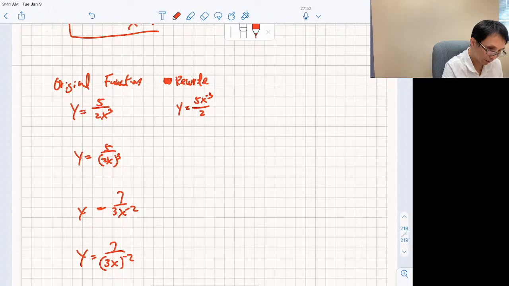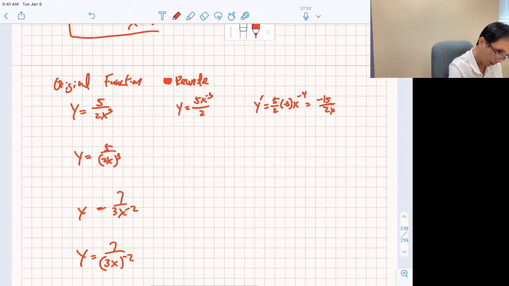Now I'm going to take a derivative. If I take a derivative, I just ignore the constant. I'll take the derivative of that x to the negative 3, which is negative 3 times x to the negative 4. So that's equal to negative 15 over 2, and then x to the fourth. Sorry, I'm going to do x to the negative 4 first. And if I simplify, it's equal to negative 15 over 2x to the fourth.